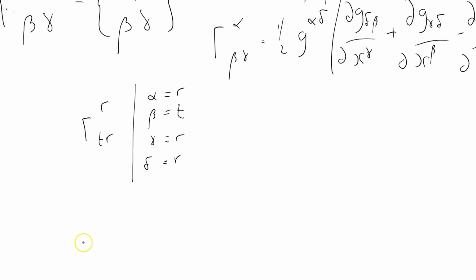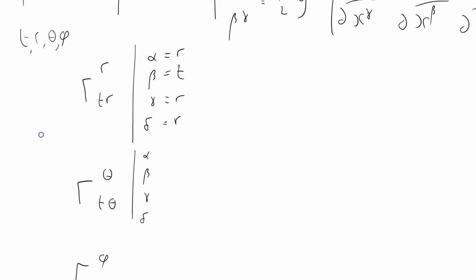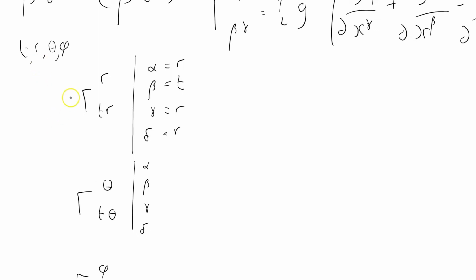Actually, I'll do the others in the same format, one at a time. What's next? We've got T, R, theta, and phi. The next one's going to be theta, T, theta, and the next is going to be phi, T, phi. So we've got alpha, beta, gamma, and delta. Now alpha equals theta, so that forces delta to equal theta as well because of the diagonality constraints.